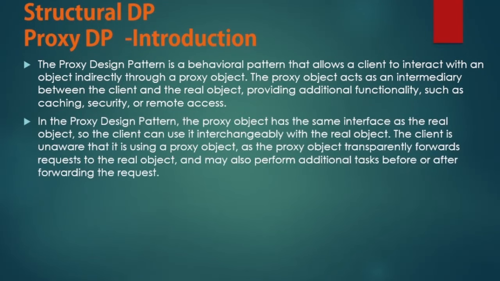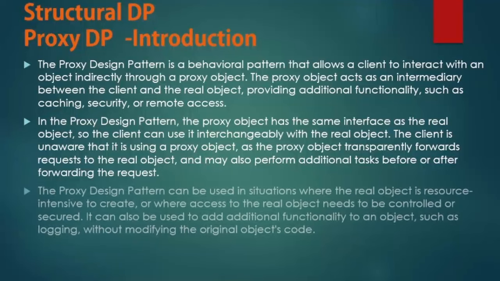In the proxy design pattern, the proxy object has the same interface as the real object, so the client can use it interchangeably with the real object. The client is unaware that it is using a proxy object, as the proxy object transparently forwards requests to the real object and may also perform additional tasks before or after forwarding the request.